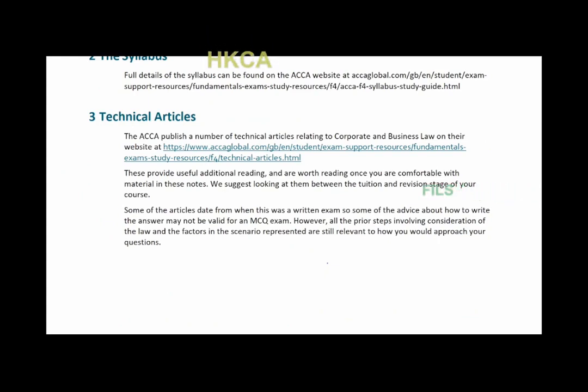You're given a link here to the details of the syllabus, but I wouldn't worry too much. We have made sure that our course material goes over all of the key areas of the syllabus in just the right amount of detail for you. What I would draw your attention to, though, are the idea of some technical articles. Now, ACCA themselves publish a lot of good articles on their website, and you're given the link to it there. I would absolutely thoroughly recommend that you do read them. So they provide additional information over and above the information that we have in our course notes.